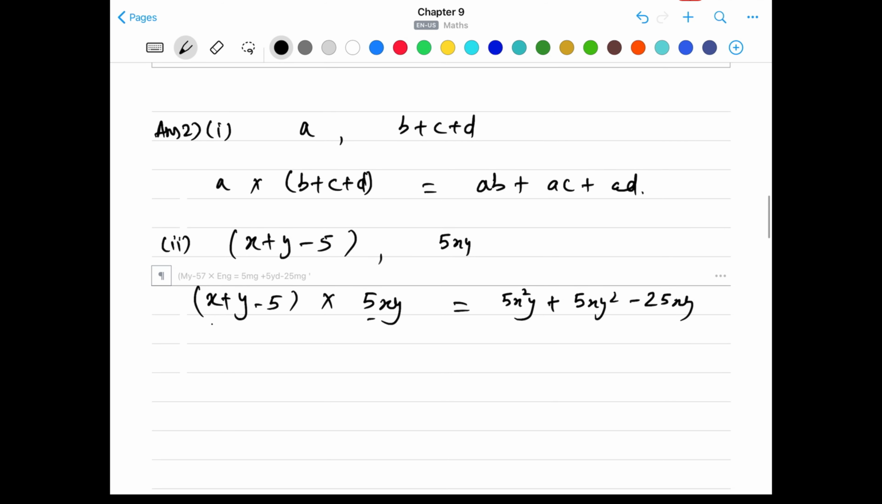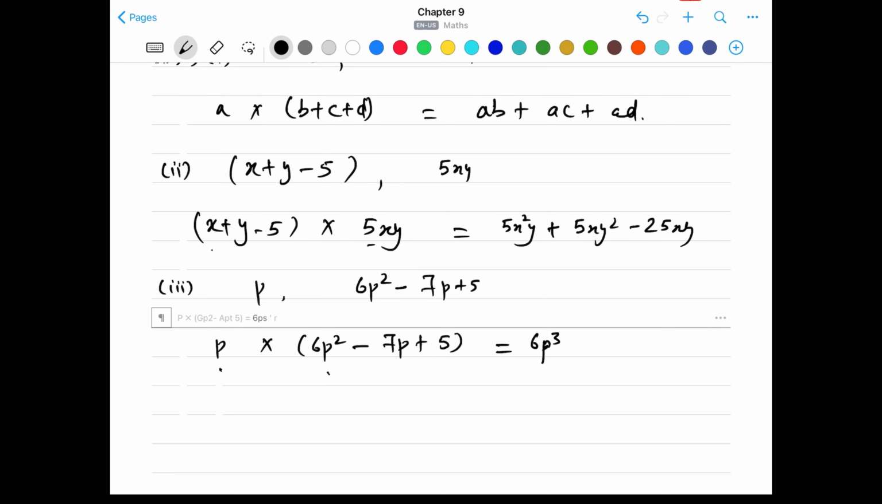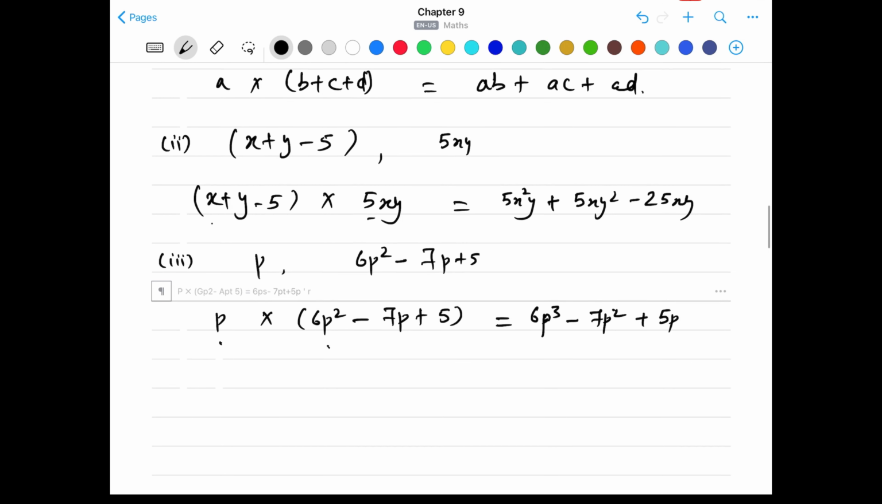Next is part 3. Here we have to multiply p into 6p square minus 7p plus 5. So let's write p multiplied by 6p square minus 7p plus 5. Let's start the multiplication. This p into 6p square will result in 6p cube. Then p into minus 7p will be minus 7p square, and p into plus 5 will result in plus 5p. So that's the answer of part 3.